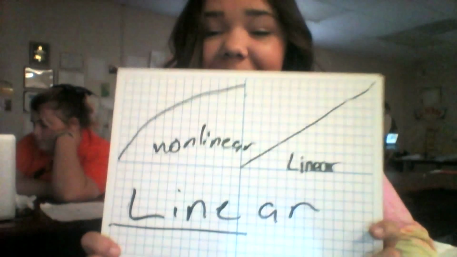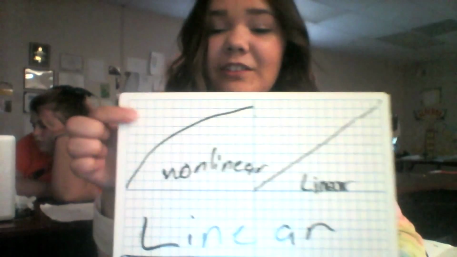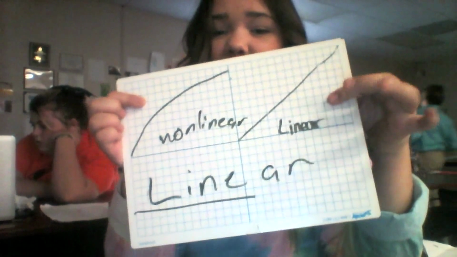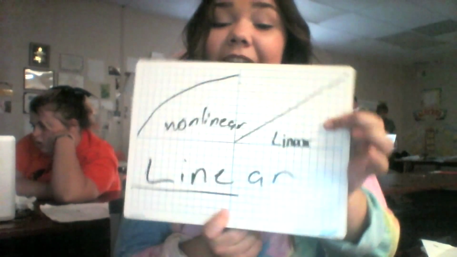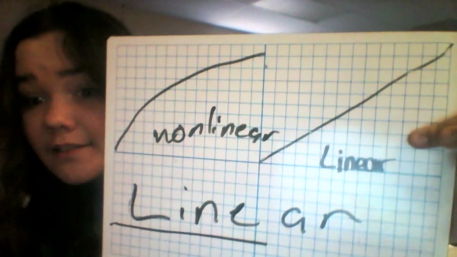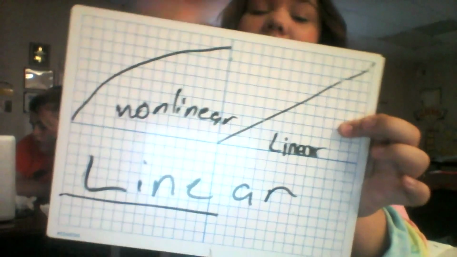This is nonlinear, and this is linear. Why? Because linear has the word line in it. That's the word line. And this is a curve, and this is a line. So it will be very helpful. So remember, when you're thinking about linear, make sure it has to be a straight line going through.